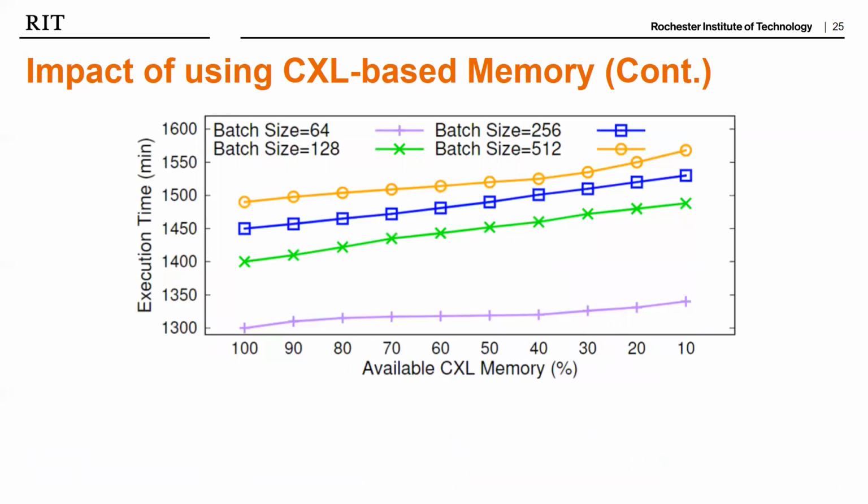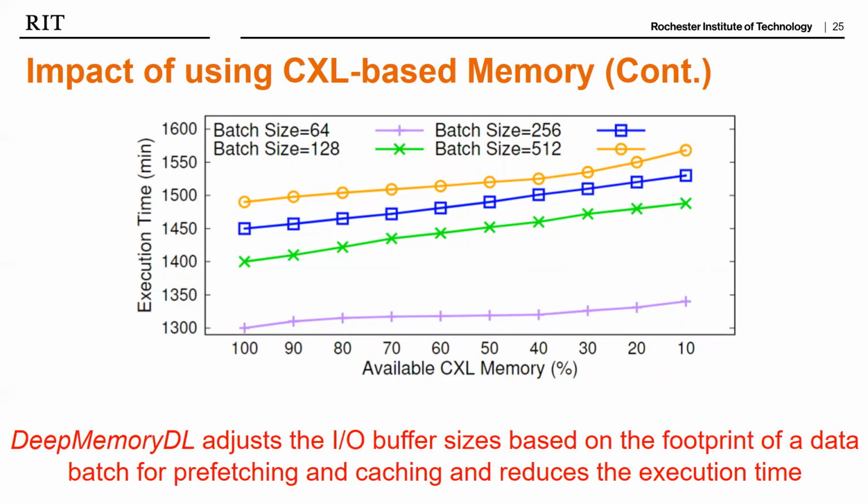We further investigated the impact of CXL memory allocations on deep learning workload by varying the batch size from 64 to 512. Our evaluation showed that the lowest execution time is when we have the maximum allocation to the deep learning workload. And as the allocation decreases, the execution time increases proportionally. And the execution time continues to increase as we increase the batch size as well. So DeepMemoryDL adjusts the buffer sizes to cater for the change in prefetching and caching policies due to an increased footprint of each batch.